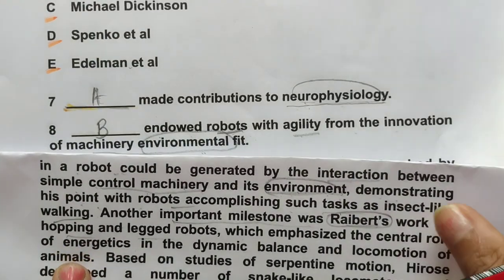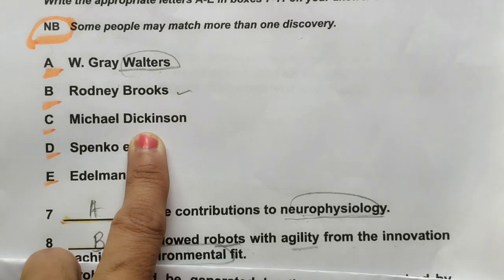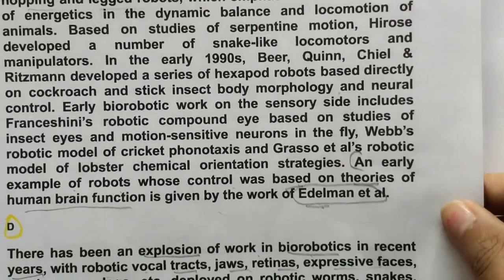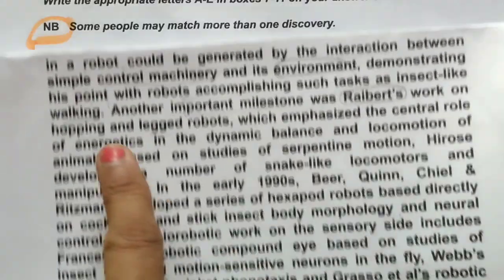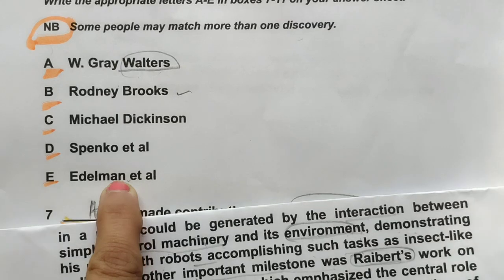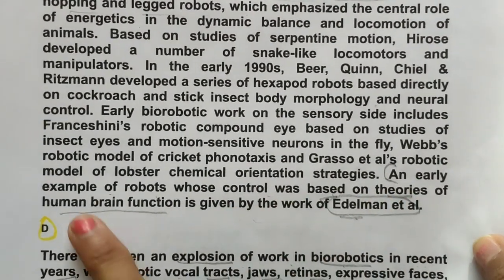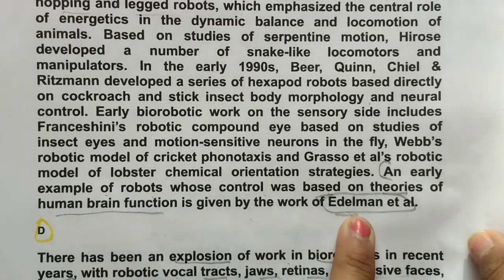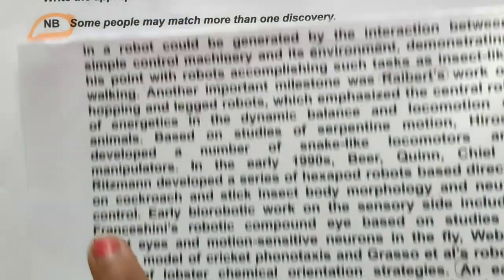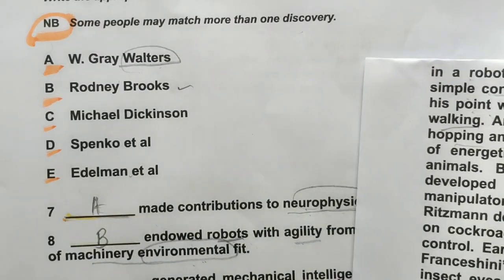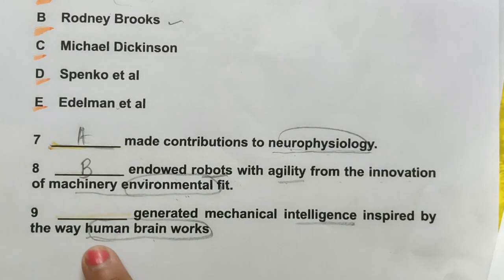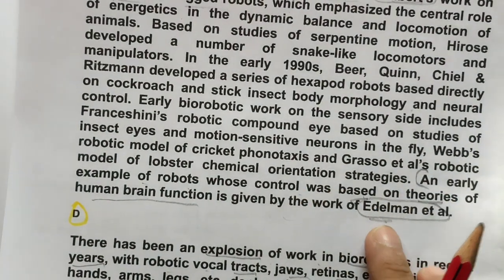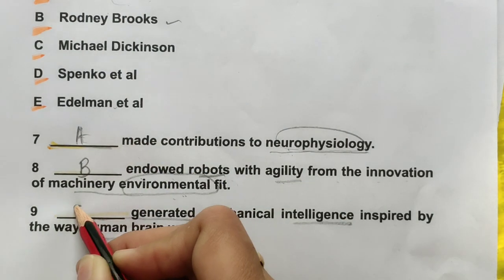Okay, now the third one is Michael Dickinson. Michael Dickinson was in the last paragraph I think, but before that this is also there. Let's read it. So this is E number, and what this is saying: an early example of robots whose control was based on theories of human brain function is given by the work of... so of course they are talking about human brain function, and human brain is here. See this, human brain generated mechanical intelligence inspired by the way the human brain works. So we can match this with E number here.